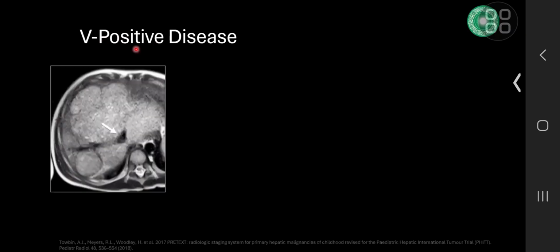Now, what are the additional annotation criteria? The V positive disease is when there is either IVC involvement, or the IVC is encased by the tumor. In this case, there's a large hepatoblastoma involving the right lobe, and there's complete encasement of the intrahepatic part of the IVC, which is a V positive disease.